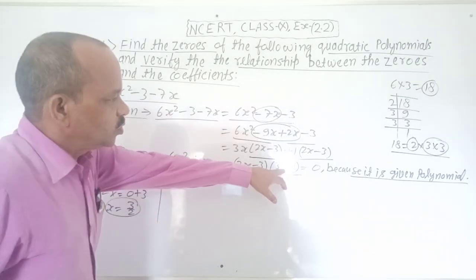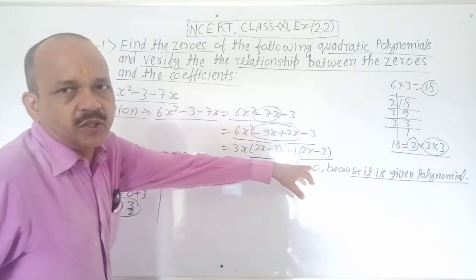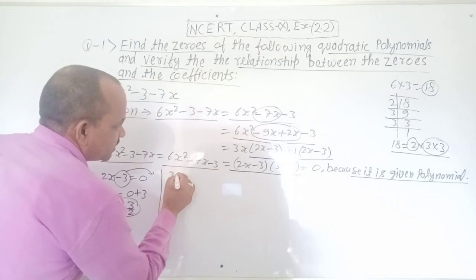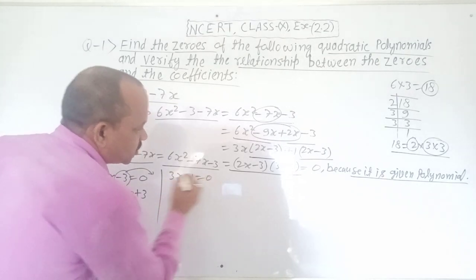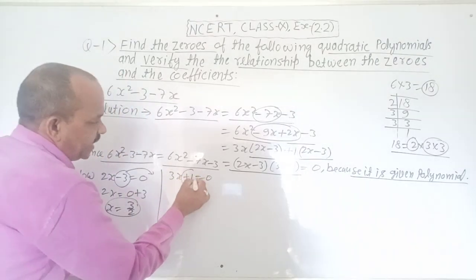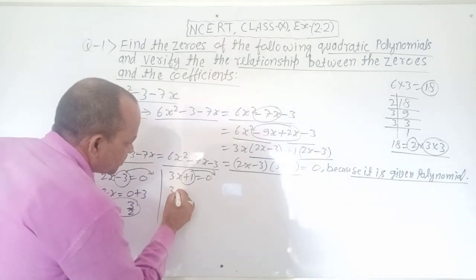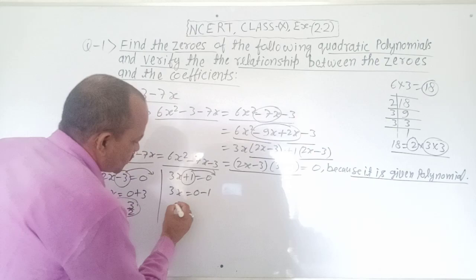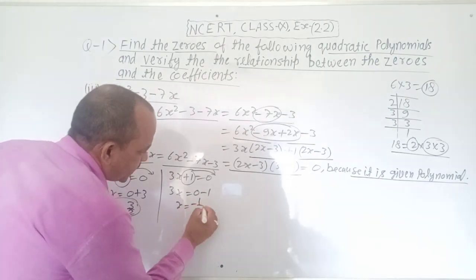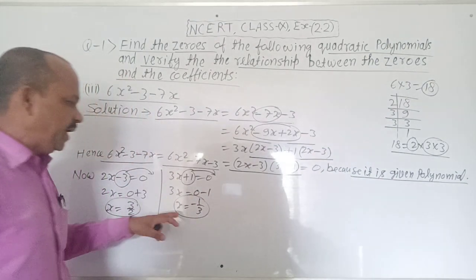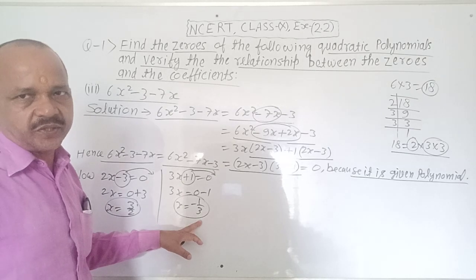And here 3x plus 1 equal to 0. You can write 3x plus 1 equal to 0. You can write plus 1 on right side of equal. It become 3x equal to 0 minus 1, x equal to minus 1 by 3. You find x equal to minus 1 by 3.